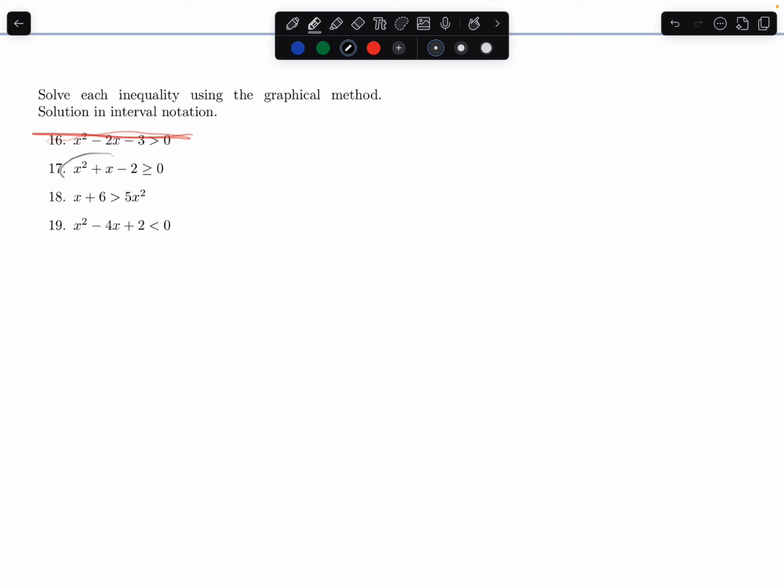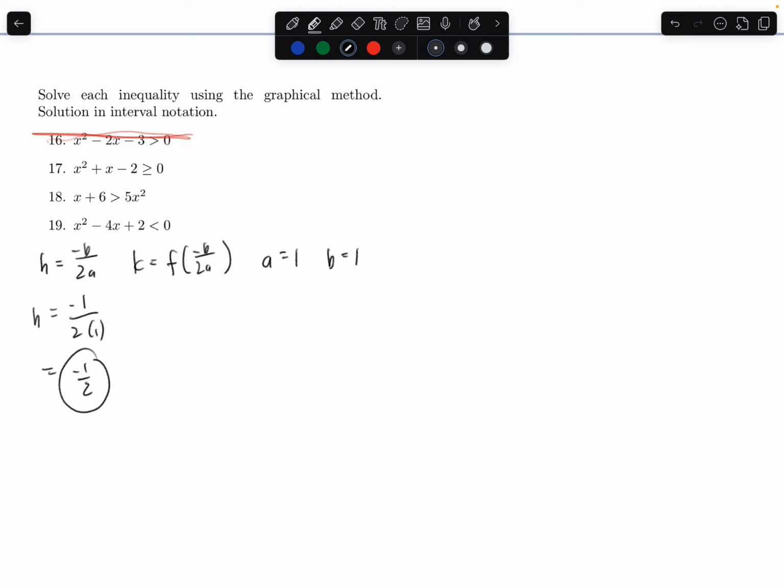And the nice thing is it's already set up for me nicely, where 0 is on one side of my inequality. So I'm going to go ahead and graph this thing. And to graph it, first I want to know what my h is, which is negative b over 2a, and k, which is the function value at negative b over 2a. Here a is equal to 1 and b is also equal to 1.